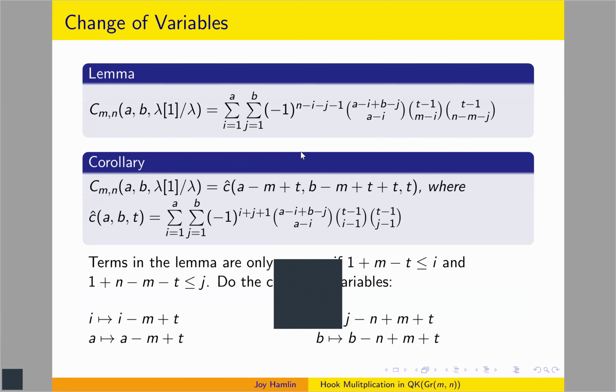So I've reprinted the lemma. It's the same as on the previous slide. And so if we do a change of variables, then the expression becomes easier to work with. We lose the explicit dependence on n and m. What's going on with this change of variables? Well, for terms in the lemma to be non-zero, we can't have m minus I being larger than t minus 1. So this gets us bounds on I and j. They don't actually start at 1, they start at something larger.